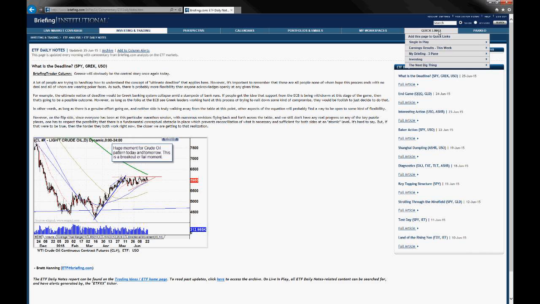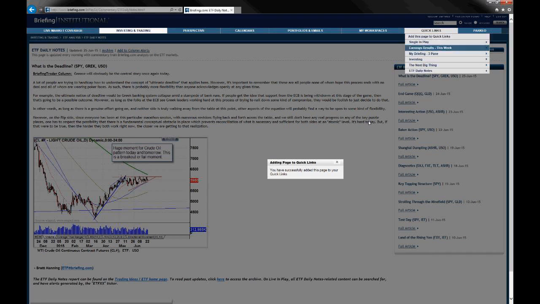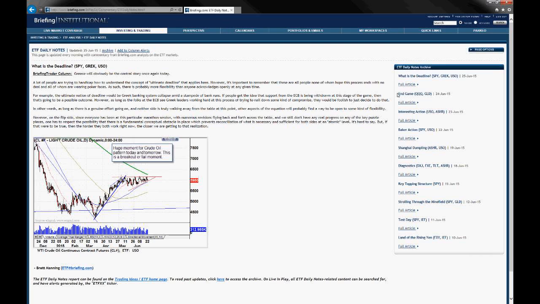You can use quick links over here to add this page to quick links. If I add this page to quick links, it'll then be there. So you can use this drop-down menu to access ETF Daily Notes. You can also sign up for email alerts to send you an email when this page is updated. But we'll get into email alerts later.